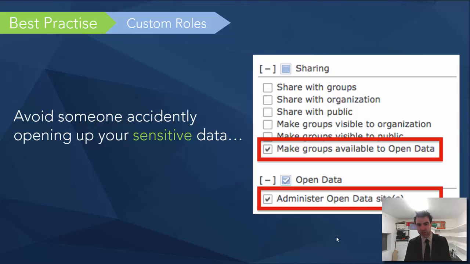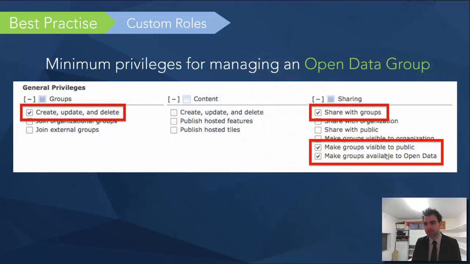So you can create a custom role. Perhaps the person who's administering your open data site is different from the ArcGIS Online administrator. You can just give them that one capability, and also the capability to make groups available to open data. It's like an extra setting on a group. But they also need to be able to create groups and make groups visible to public. So the open data group has to be made public, and that's all set up in custom roles.